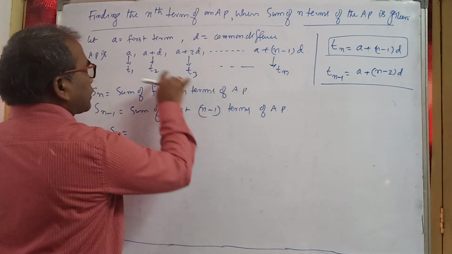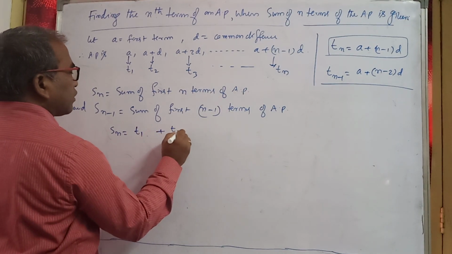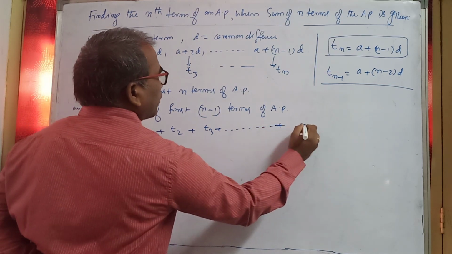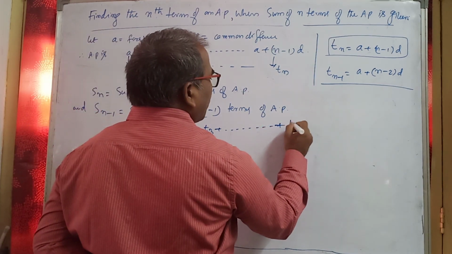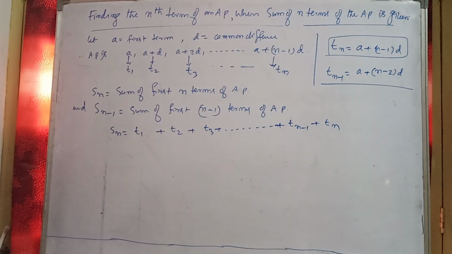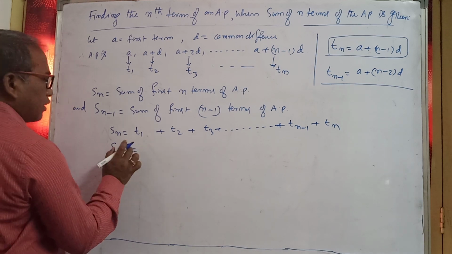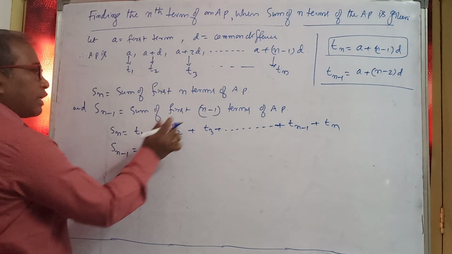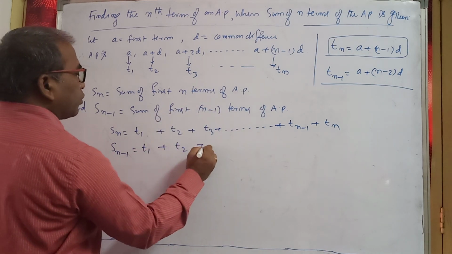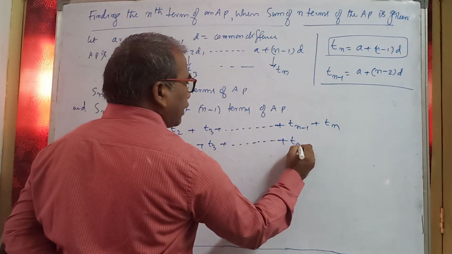Now see what Sn I am writing. Sum of the first n terms: T1 plus T2 plus T3 plus and so on, plus Tn minus 1 plus Tn. This is Sn. What about Sn minus 1? This is also a sum of terms, but up to n minus 1 terms only we need to add: T1 plus T2 plus T3 plus and so on. Till here we are adding.